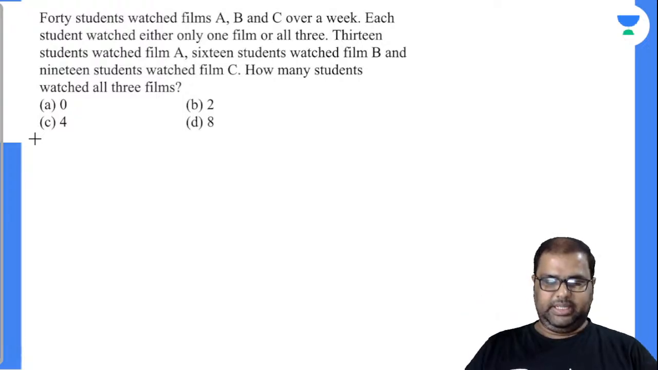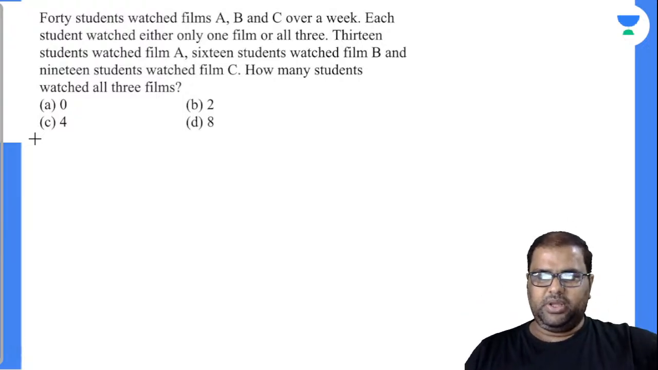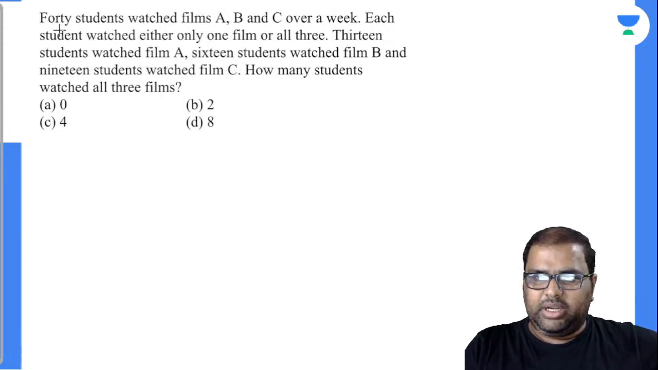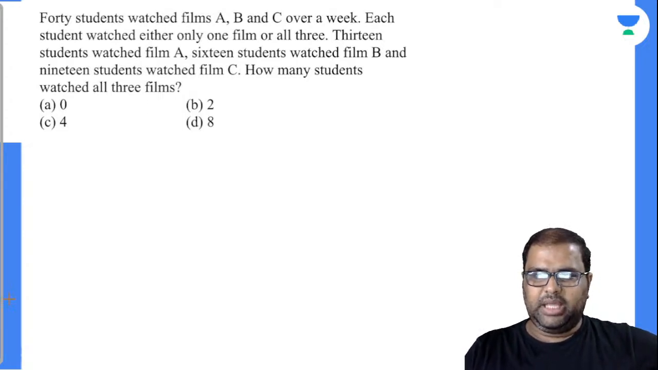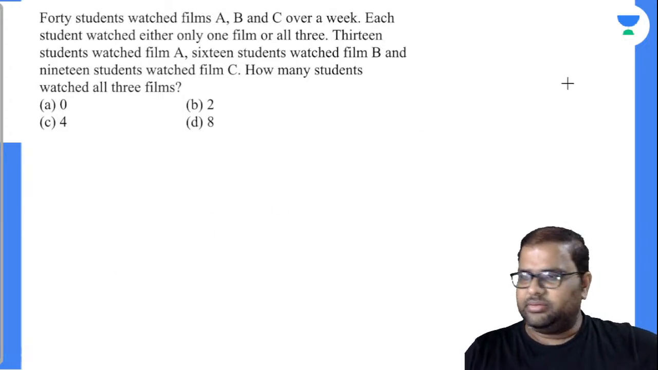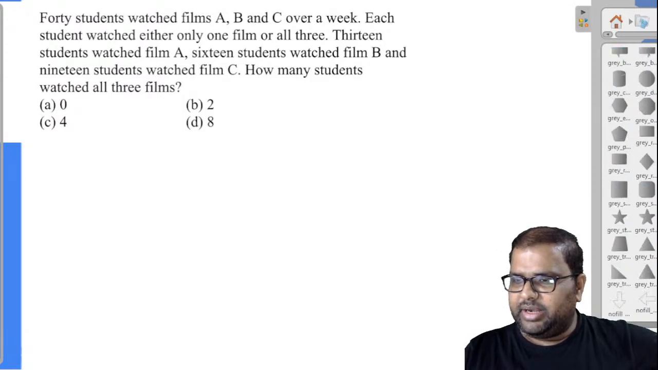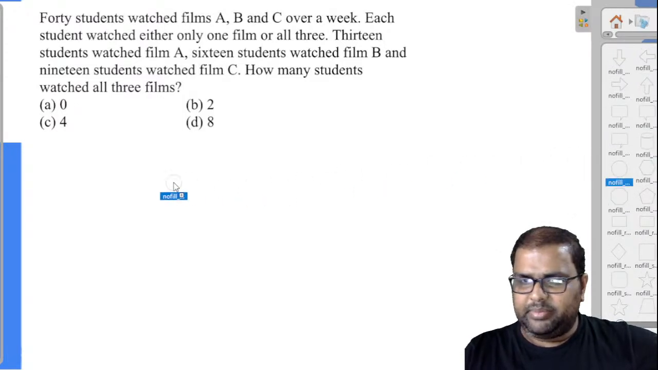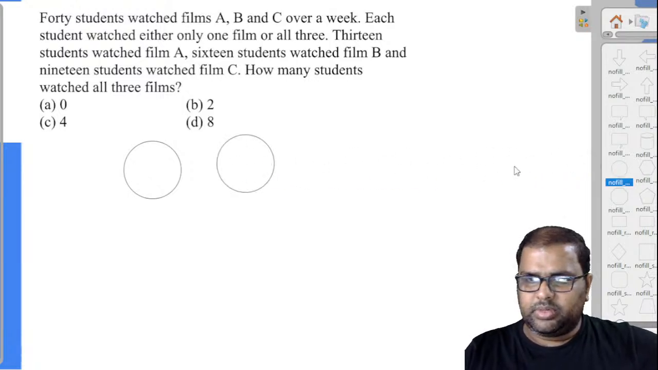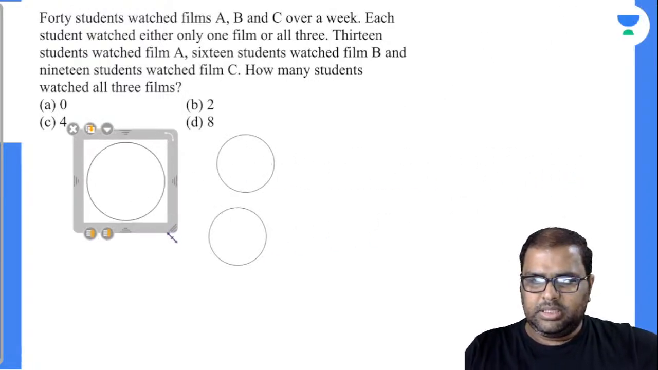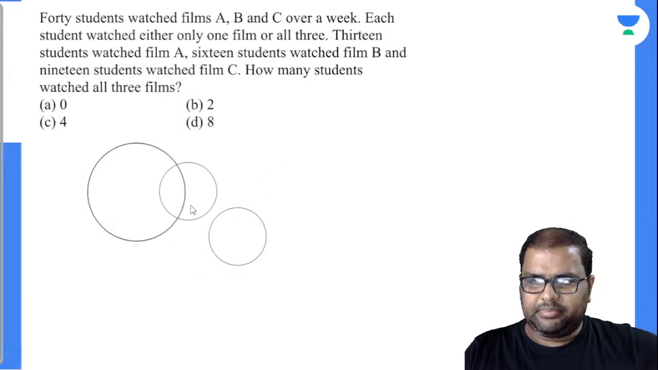So this is the question there. Observe the same type of question. So I will solve this. Next question you should solve for me. 40 students watched films A, B and C over a week. So by this I can decide this is a 3 variable Venn diagram. So I'll draw the 3 variables there. Give me 1 second, I'll draw it. The 3 variable Venn diagram.